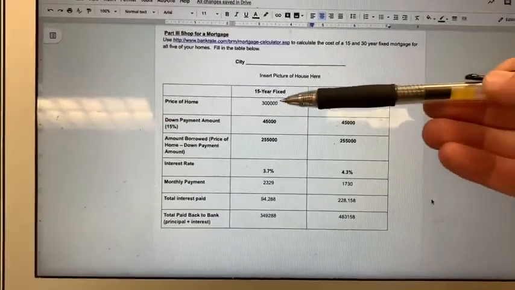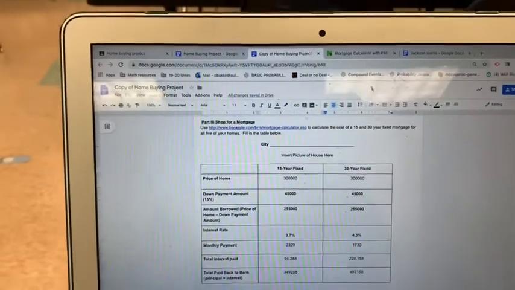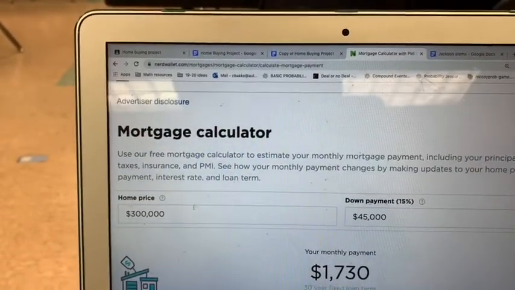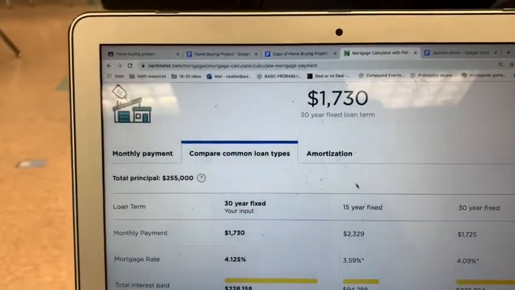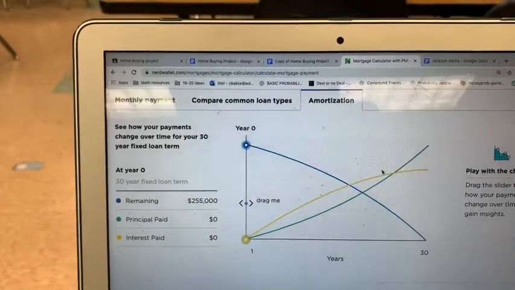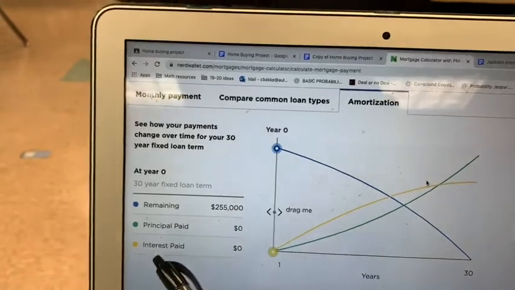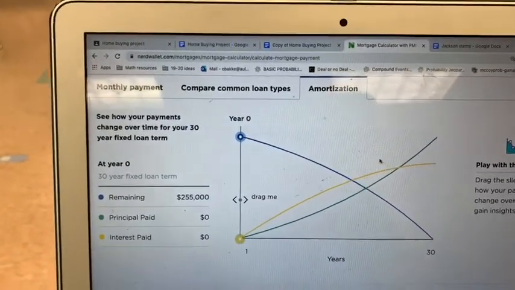So I'm gonna look at my price of home and down payment and copy that down on my sheet, 300,000, 45,000. Then I'm gonna go back to the same NerdWallet mortgage calculator. I'll make sure that that's typed in properly, 300,000, 45,000. But this time I'm gonna go to this amortization tab, which gives you a year-by-year breakdown of how much you still owe to the bank, how much of the house you've paid off, and how much the bank has already made off of you at that point.